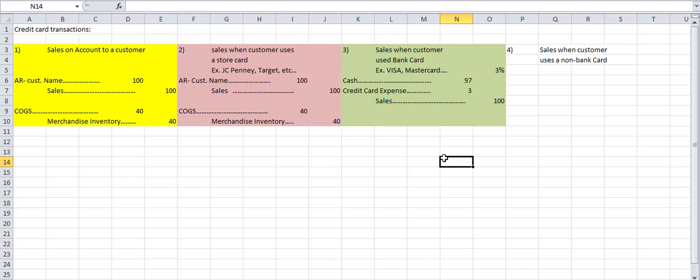Will you see that to the end, or will you die or file bankruptcy or just be a deadbeat or lose your job, whatever the case may be. Take a look at the second entry. The second entry is the same in all of these. We will debit cost of goods sold for the $40, and we will credit merchandise inventory for the $40.